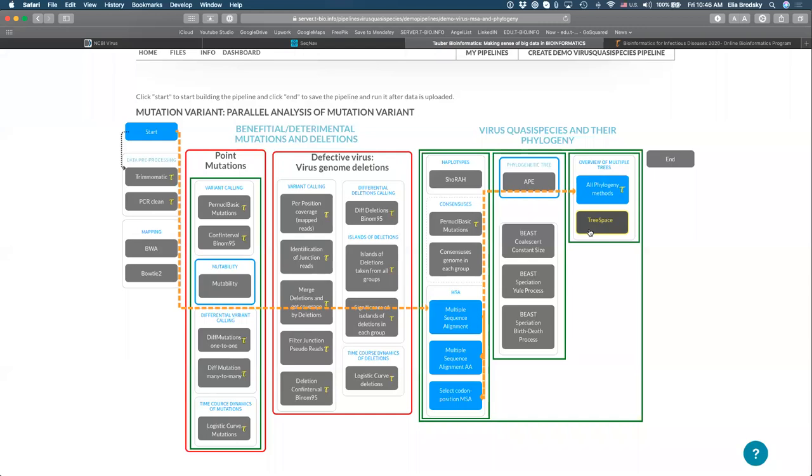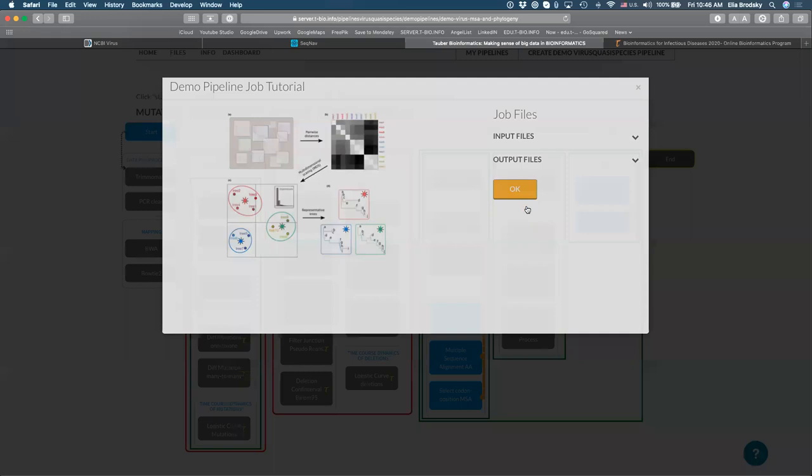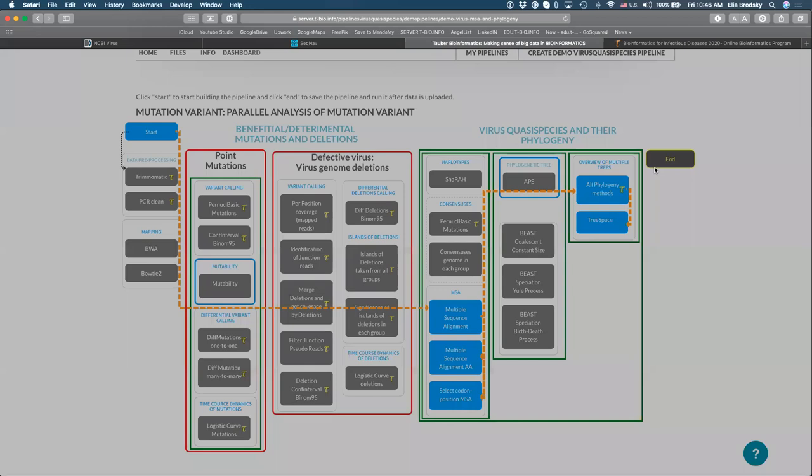And to do that, we'll also use this approach of characterizing the different trees that are produced by these methods and selecting the best ones that fit the data that we have. Again, we just click on end and we'll take a look here at the results.